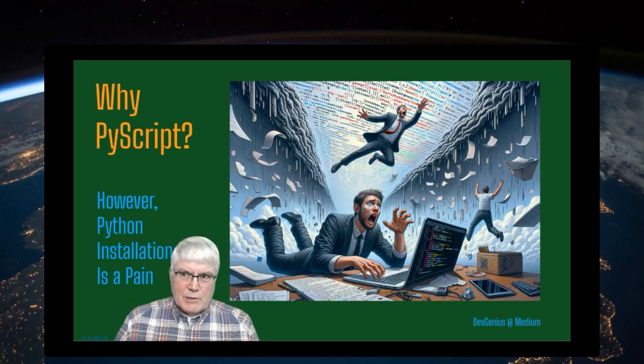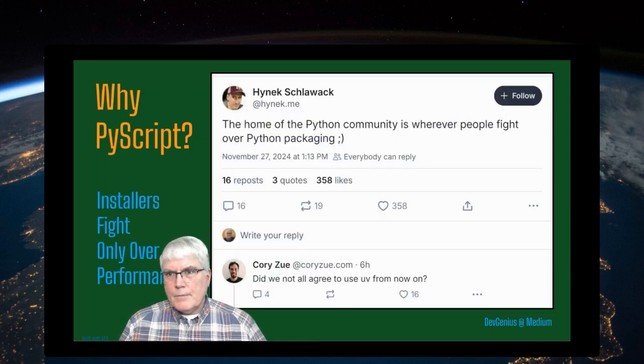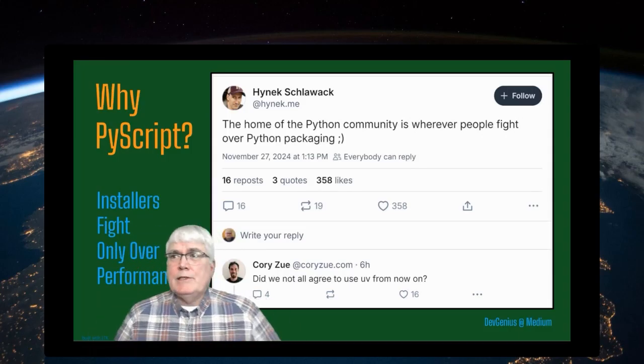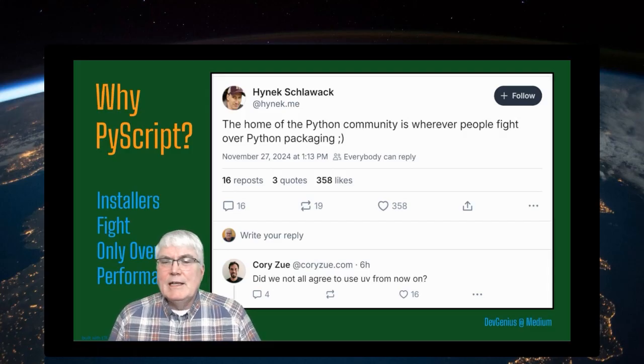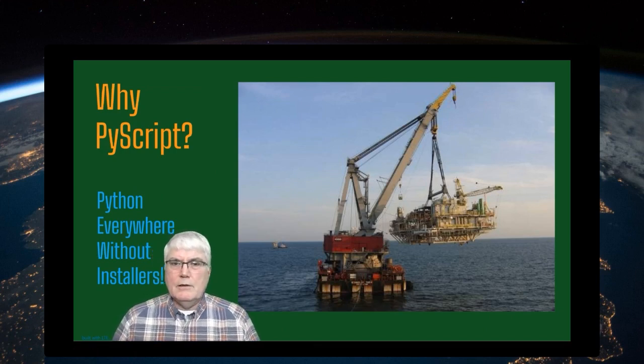So JavaScript is hard. Python is much better, very popular. So how can we deploy applications without pain? This is another discussion, just on Bluesky, and there's a smiley face in there: the home of the Python community is wherever people fight over Python packaging. But that's a reality. It's a big problem for us. So wouldn't it be awesome if you can just bundle up your application and then people can install it very quickly, just clicking on a link and not having to do any installation?